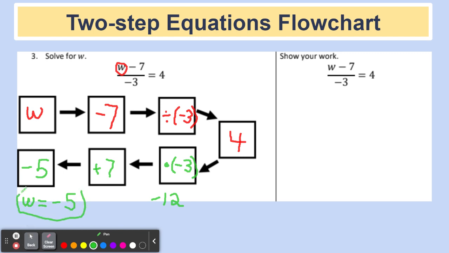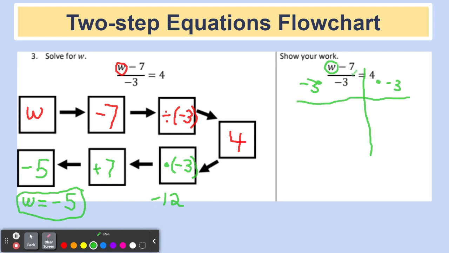Now I want to show my work algebraically just to confirm that I got the correct answer. So I separate the left and the right side of my equation, and I know I want to get W by itself, so I'm going to undo what I see to get W alone. So the opposite of dividing by negative 3 is multiplying by negative 3. So I'm going to do that on both sides.